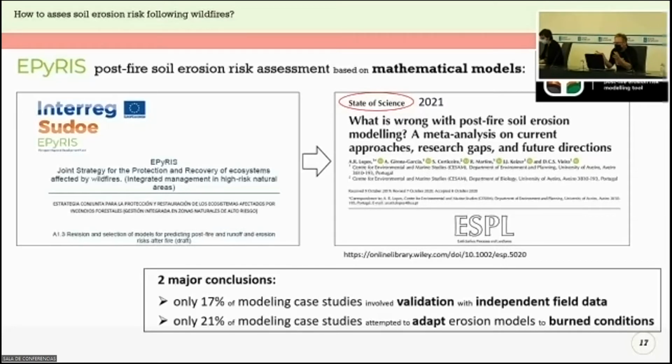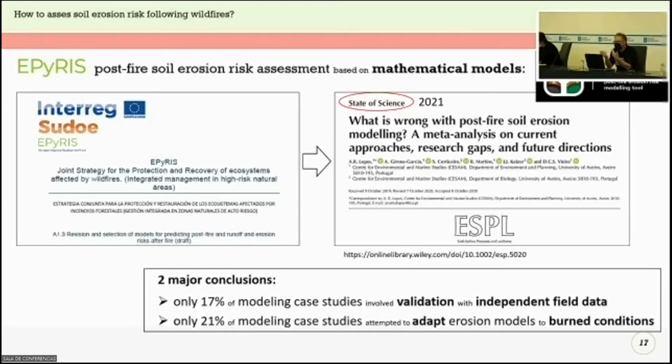The other conclusion that we had is that also a reduced number of studies actually do an effort to adapt the models to burn conditions. For this, I have to explain that most of the erosion models come from agricultural lands, where the biggest problems occur in terms of erosion, not in forest lands. So most models come from that, have that background.